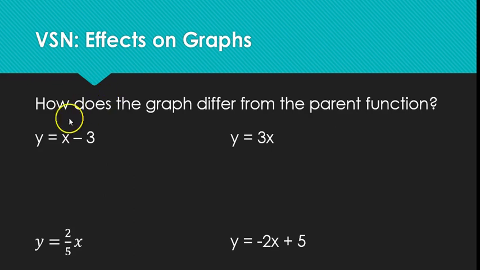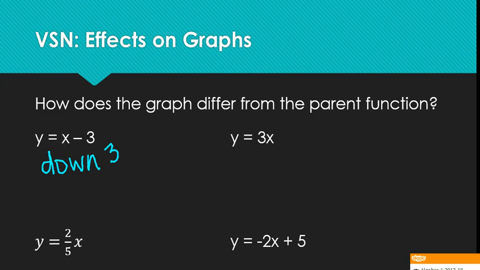Okay? So, how does the graph differ from the parent function? What that means is, how was this graph changed by subtracting 3 from x? We know that that is b, right? And we know from b that when we change the y-intercept, it is shifted up or down. And since it's minus 3, we go down 3. Okay?